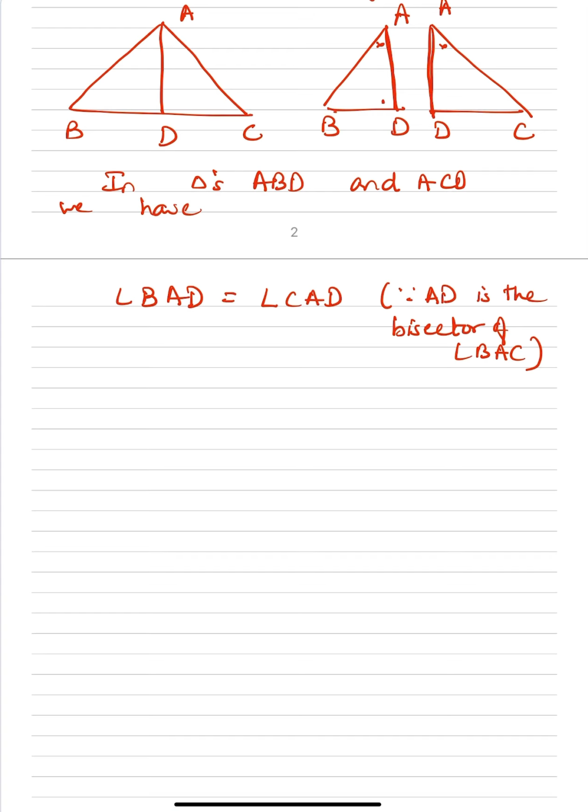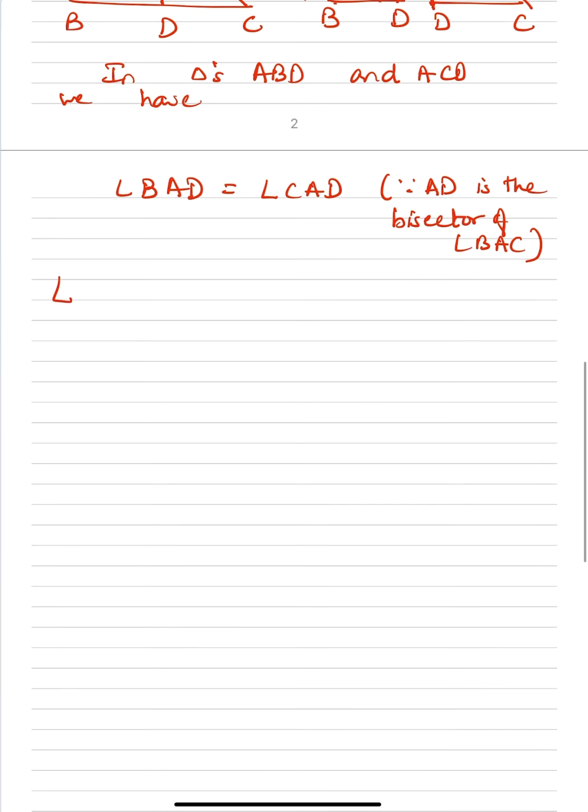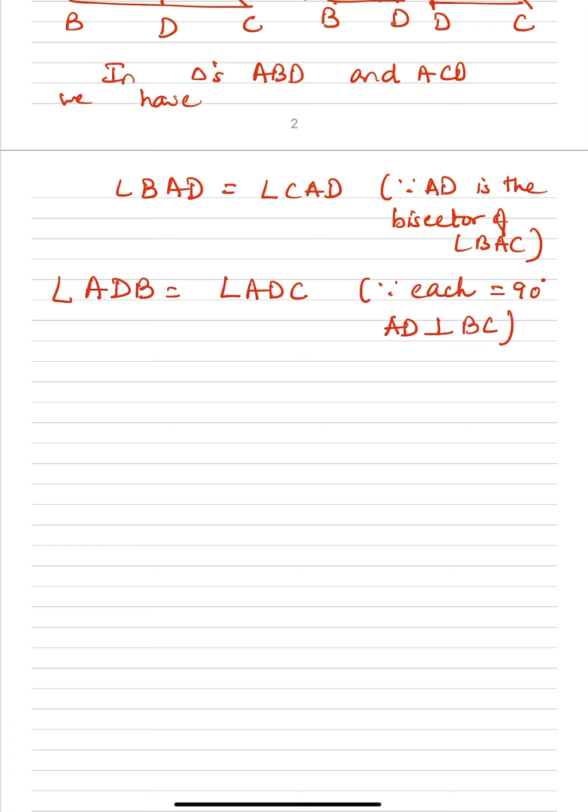What will we say? Angle ADB is equal to angle ADC. Why? Because AD is perpendicular to BC, so these are 90 degrees, hence they are equal. We can write angle ADB is equal to angle ADC because each angle is 90 degrees as AD is perpendicular to BC. That is why we did the definitions of perpendicular bisector and the bisector in the previous lecture.